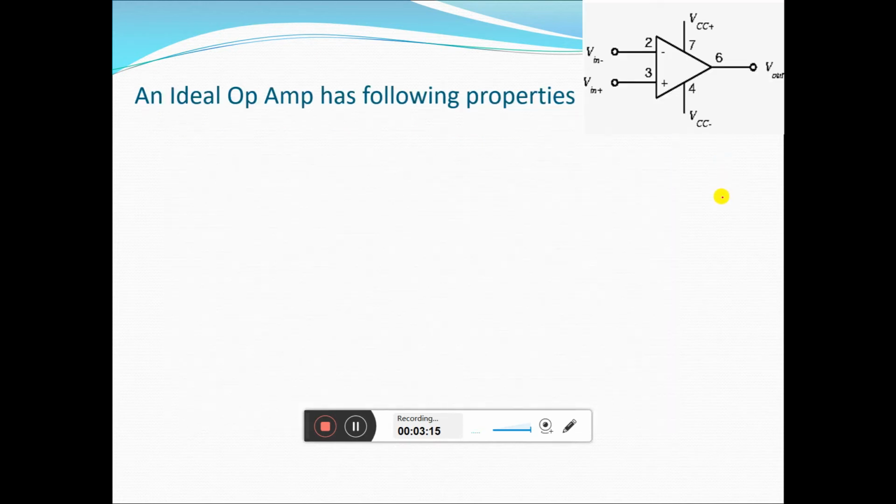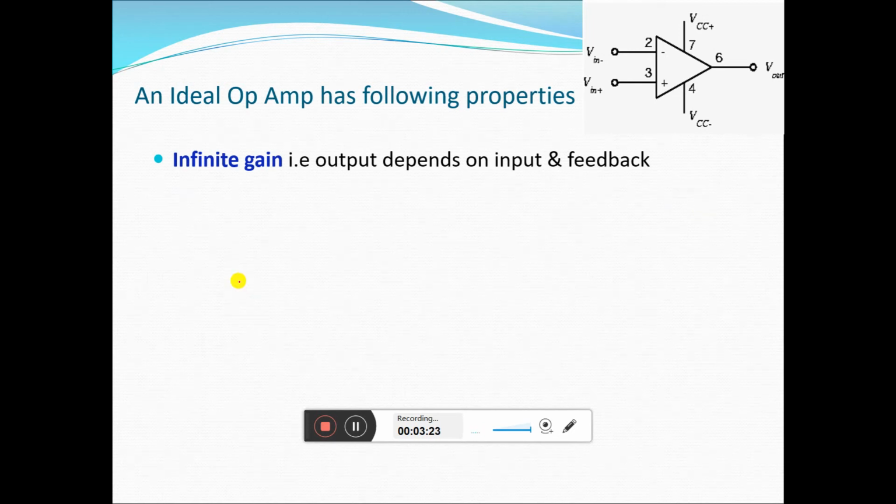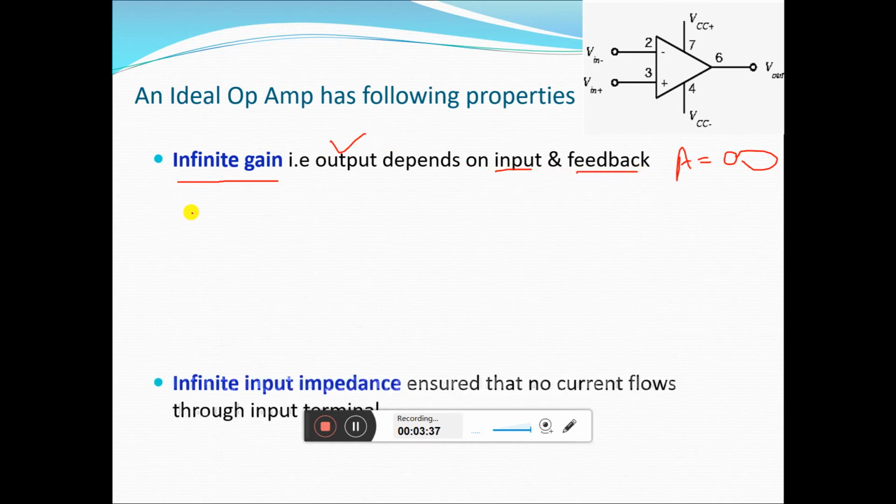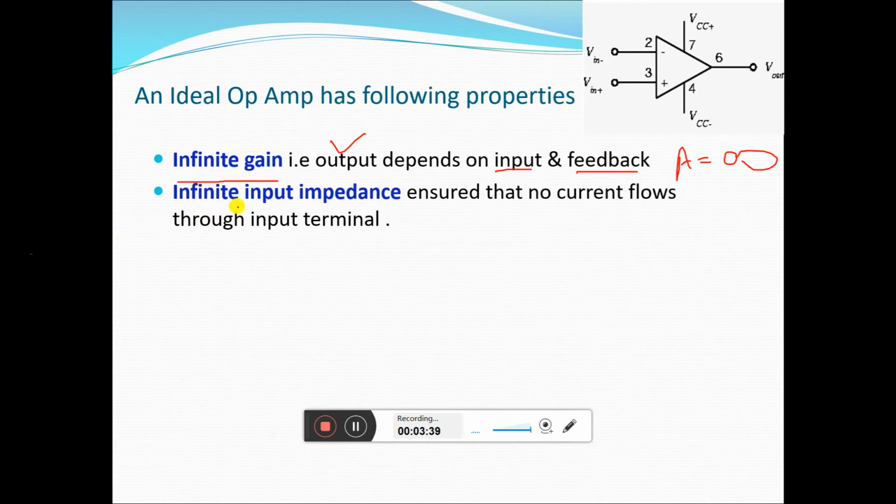Why does the op-amp perform this many applications? Due to some ideal properties. Which are the properties? First, the gain is infinite. That means the output depends upon the input and the feedback. The next property is that the input impedance is infinite. Here the input resistance is infinite.